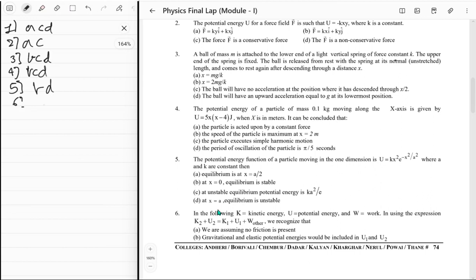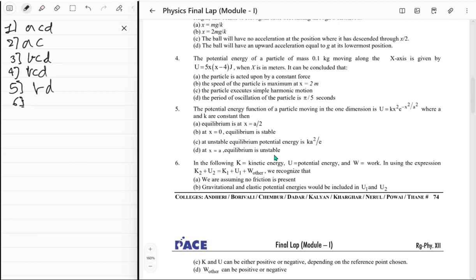Sixth, let's do it. In the following, K is kinetic energy, U is potential. In using the expression K2 plus U2 is equal to... we recognize that kinetic energy, potential energy plus work other, fine. We recognize that we are assuming no friction is present.